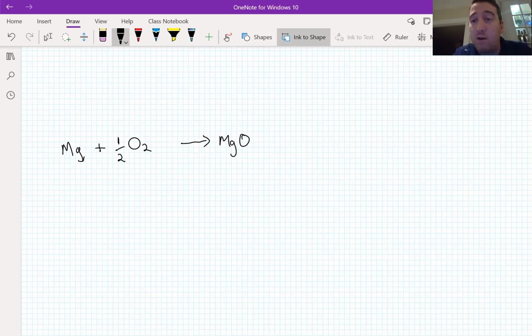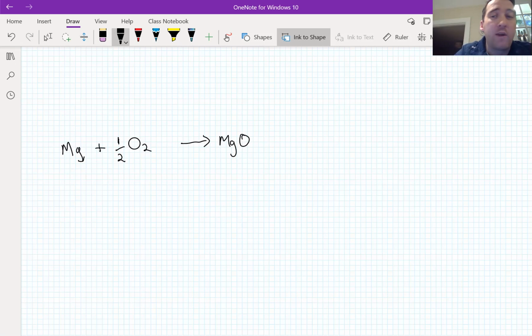Again, I'm assuming you know how to balance equations. If you don't, you need to go back and watch the video on balancing equations. I'm assuming that you do. So magnesium plus half an oxygen gives you magnesium oxide like this. This is a balanced equation. Now, generally, I would tell my students to get rid of the half. We don't like dealing in halves.